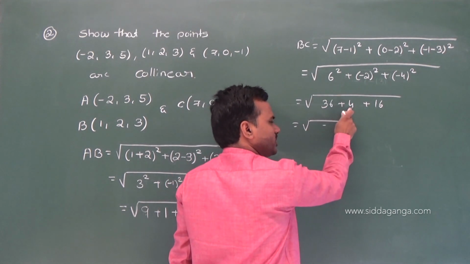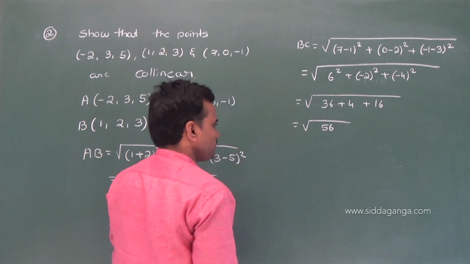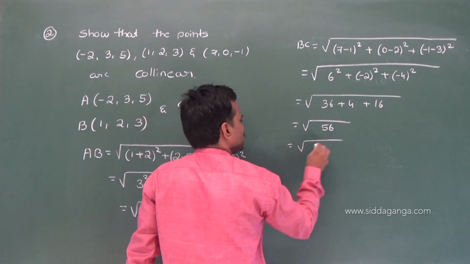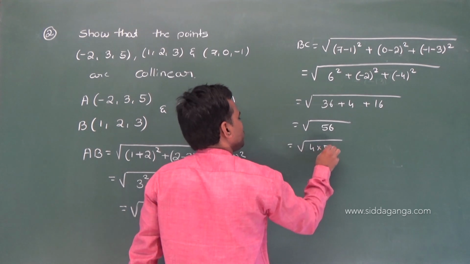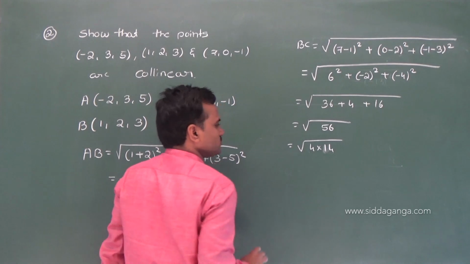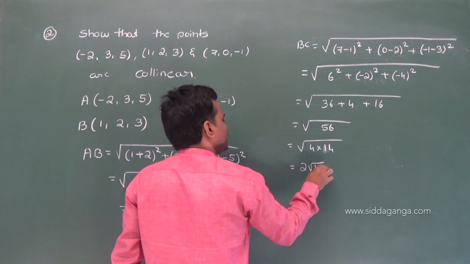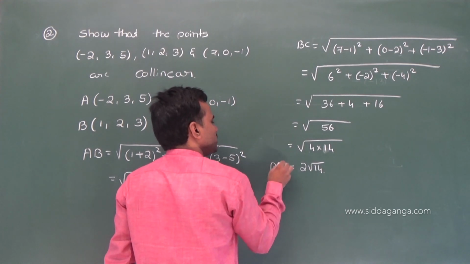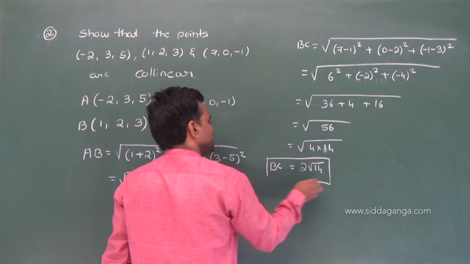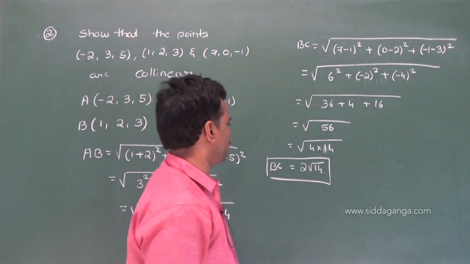36 plus 4 is 40, 40 plus 16 is 56. Correct? 56 can be written as 4 into 14. 14 into 4 is how much? 56. So that can be written as 2 root 14. Distance between B and C is nothing but 2 root 14.